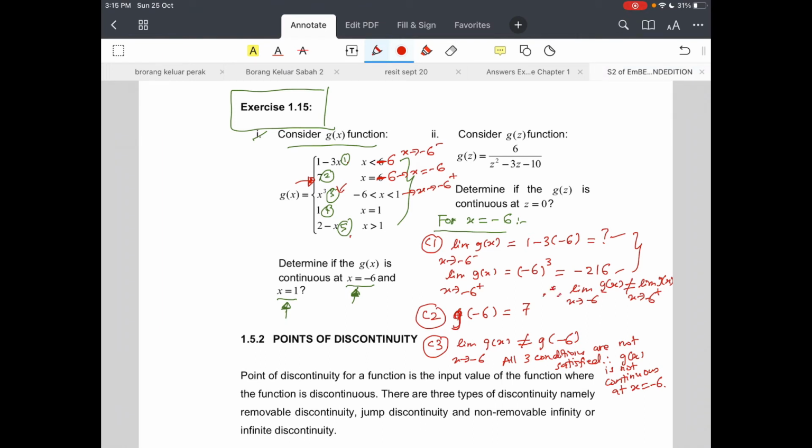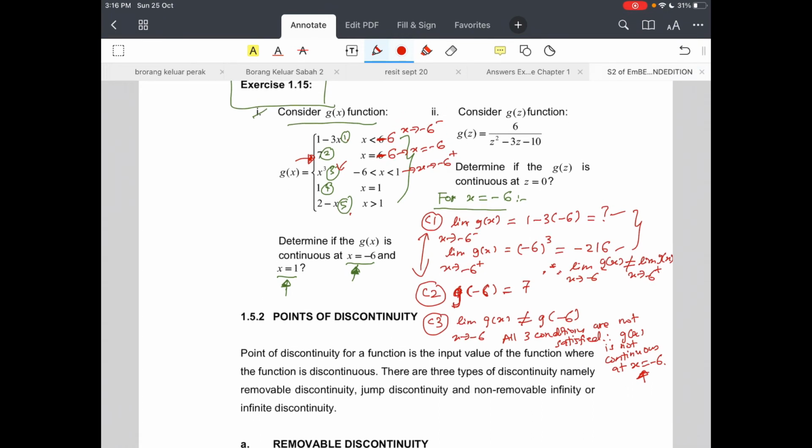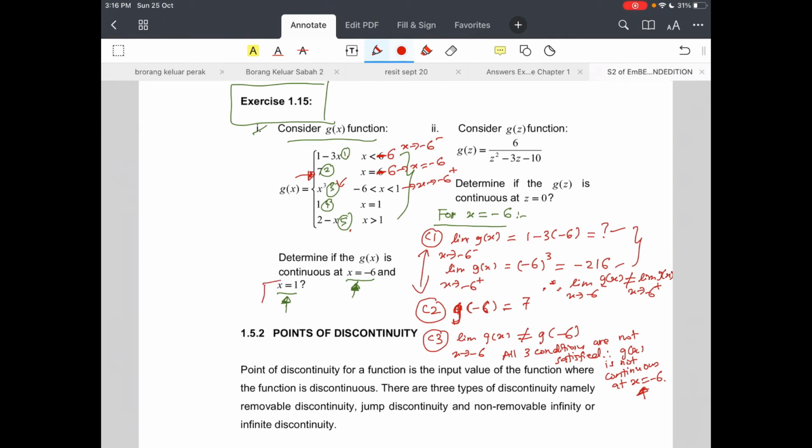Then we test condition number 2, when x equals -6, it is equal to 7, and condition number 3, we compare these two, conditions 1 and 2. Do they yield the same answer? No. If no, then we can say all three conditions are not satisfied, and it is not continuous at x equals -6. That's the conclusion that you need to write down. You can try to do x equals -1.